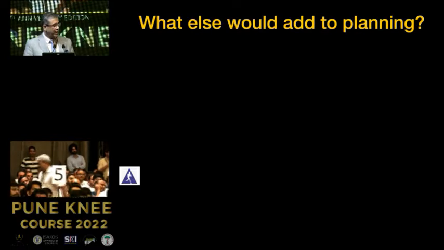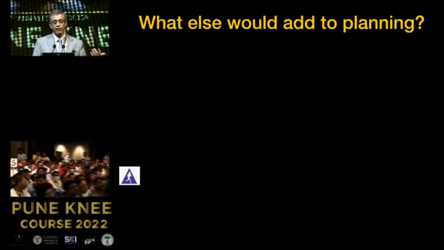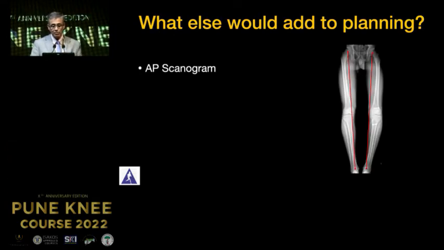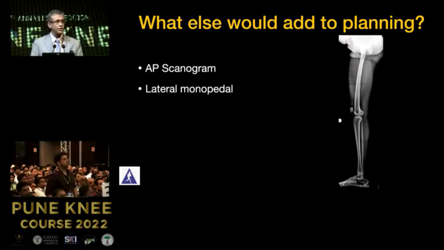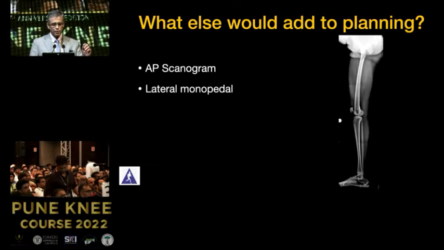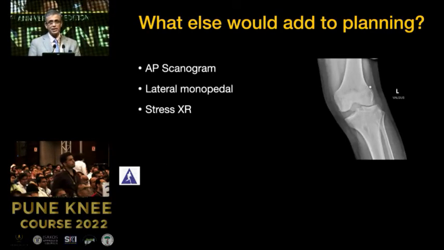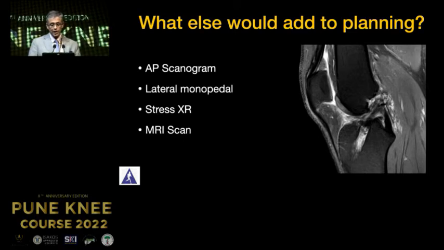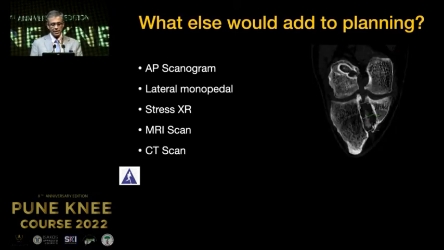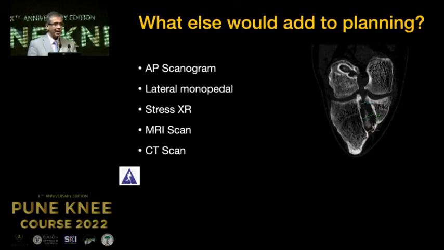So whenever we're working up an aseptic failed ACL, a couple of things that I use in my planning. I always use an AP scanogram film. I always use a lateral monopedal stance view. I use stress X-rays if I have suspicion for any medial or lateral sided injuries. Of course, we use MR scans and CT scans as well. Christian, anything different that you use in your practice besides the 5 things that I've listed for an aseptic failed ACL?